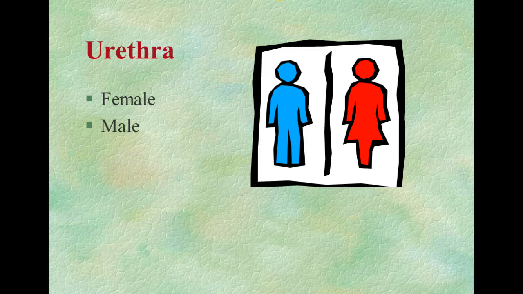The urethra in the female is about 4 centimeters long, and in the male it's 20 centimeters long. This decrease in length in females increases the risk for urinary tract infections.